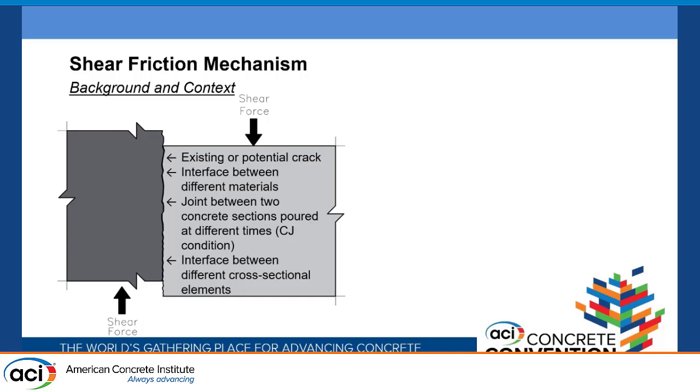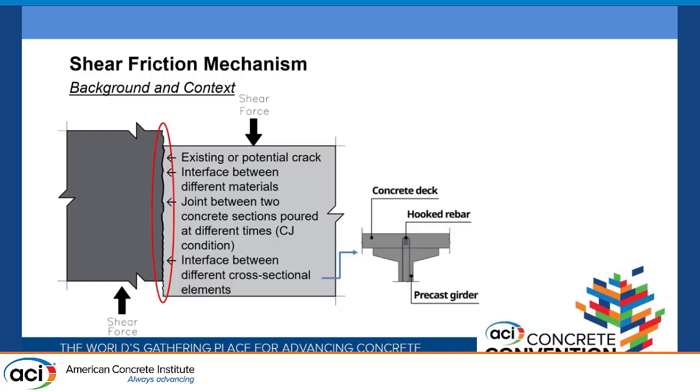So regarding the shear friction mechanism, some background. In the context of reinforced concrete structures, when there is a need to transfer shear forces between components that may slide against each other, this transfer of forces typically happens along a plane. And this plane can be created by an existing or potential crack, an interface between different materials, a joint between two concrete sections casted at different times, also known as the cold joint condition, and also the interface between different cross-sectional elements, for example, the girder-deck connection in bridge constructions.